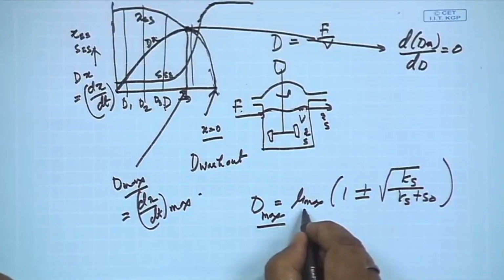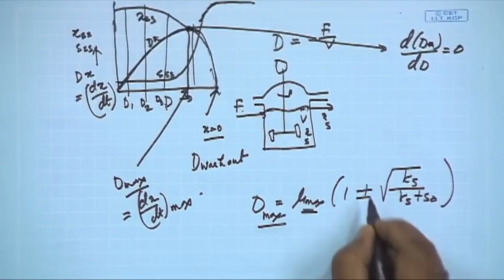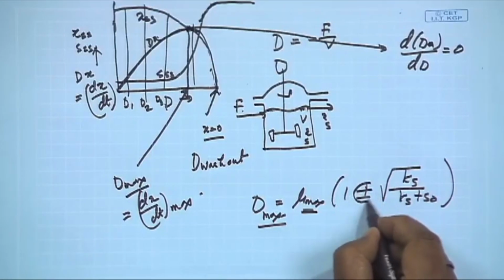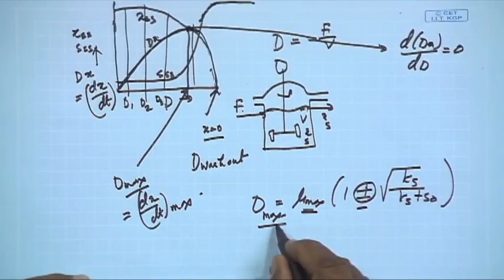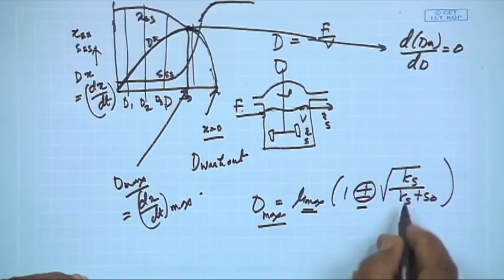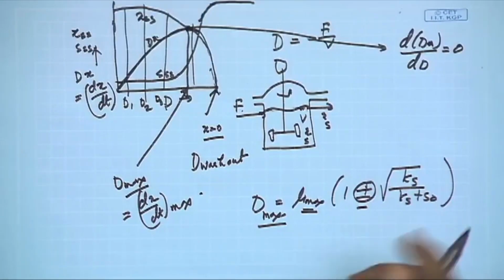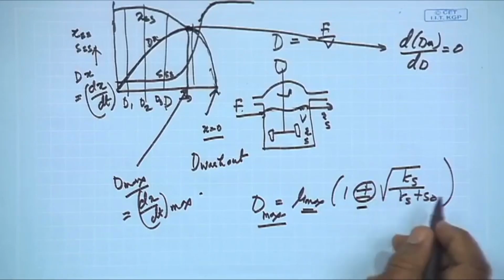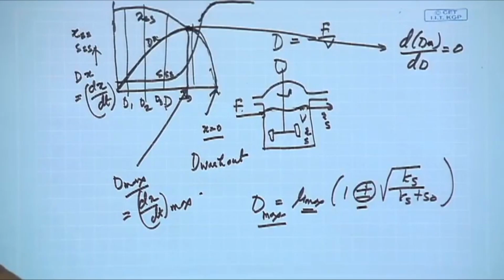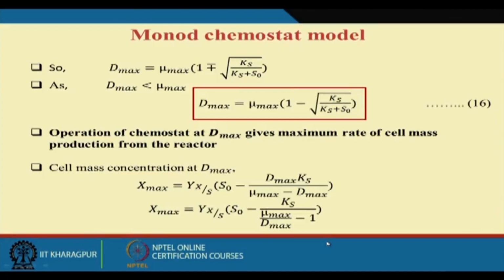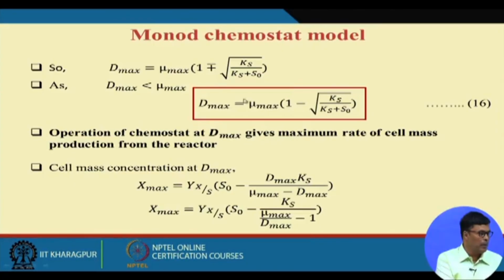Now the Dmax value should always be less than mu max value. So it cannot be plus, it will always be negative. Though in the derivation we get plus or minus, actually the plus cannot be possible, because it always should be less than mu max. So Dmax equals mu max times 1 minus root over Ks by S0.